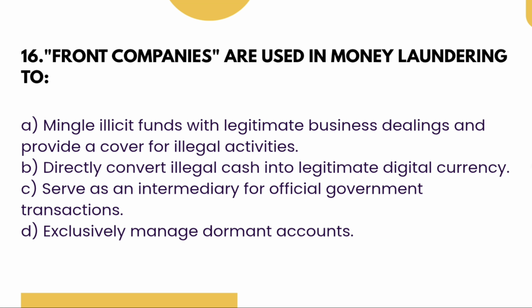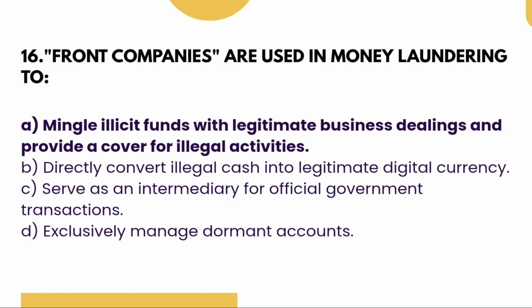The next question. Front companies are used in money laundering to: A. Mingle illicit funds with legitimate business dealings and provide a cover for illegal activities. B. Directly convert illegal cash into legitimate digital currency. C. Serve as an intermediary for official government transaction. And D. Exclusively manage dormant accounts. The answer is A. To mingle the illicit funds with legitimate business dealings and provide a cover for their illegal activities.